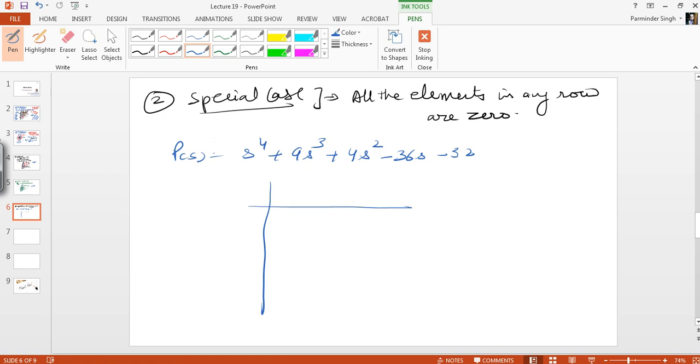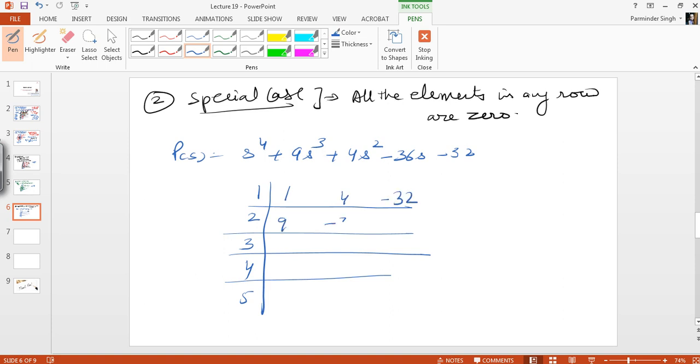The highest power is 4, so the number of rows should be 5. So let's prepare the array. So 1, 4, minus 32, 9, minus 36, 8, minus 32. We have 0, 0 and 0. So this is that special case where the fourth row has all the entries as 0. Now how to solve for this?